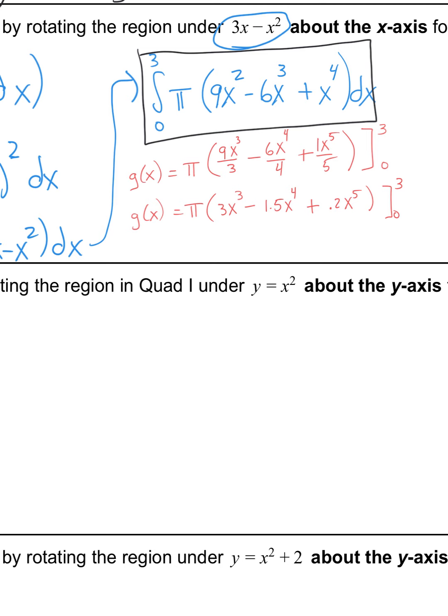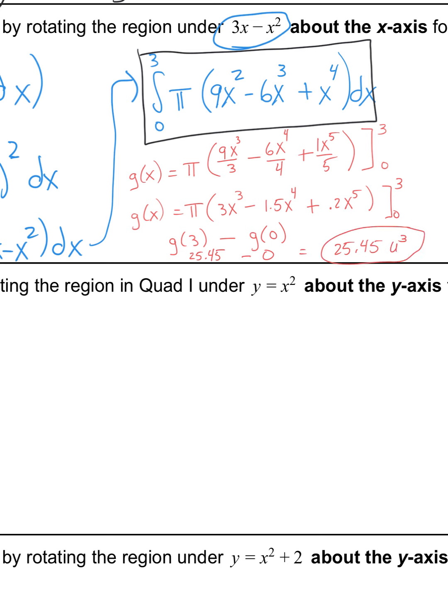Now, the second step of the fundamental theorem of calculus is we take g of 3, we plug 3 into the antiderivative, minus g of 0. We plug 0 into the antiderivative. So when I plug 3 into this antiderivative, I get 25.45. And when we plug in 0, we get 0. So we have 25.45 units cubed. That is our volume.